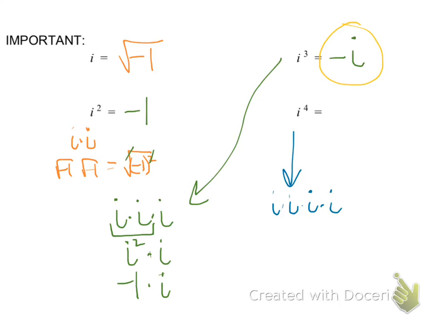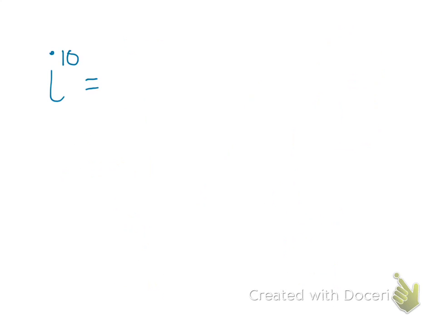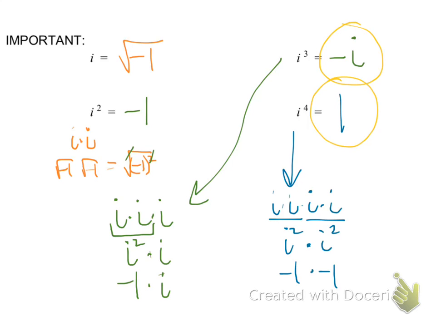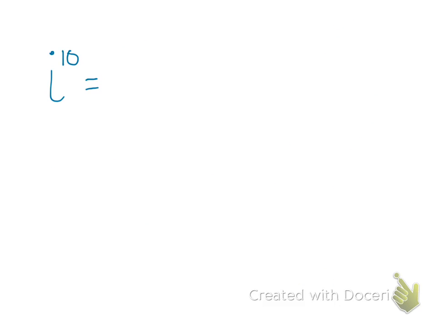i to the fourth, again, we can rewrite as i times i times i times i. If we group these as i squared times i squared, we have -1 times -1, so anytime we come across an i to the fourth, that's actually the same as 1. And so we can extend this, and anytime you have i raised to some power, that's going to be the same as either i, -1, -i, or 1.